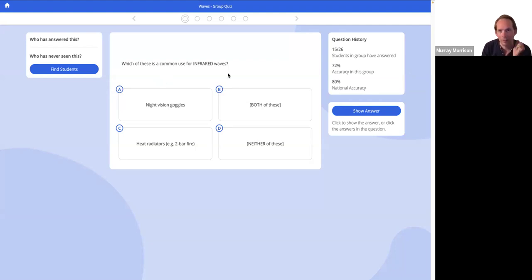Now, why is that? First of all, this question has been seen by about 60% of them. Good maths there. 58, 59, whatever, 56% of them. It's been seen by more than half of them. And their accuracy on this question is 72%. Not bad, but the national accuracy is 80%. So these guys are 8% below national average in this question, which is odd. And quite a lot of them have seen it. So we feel this is a priority. They're underperforming it, and it's quite well seen. So that's a problem.